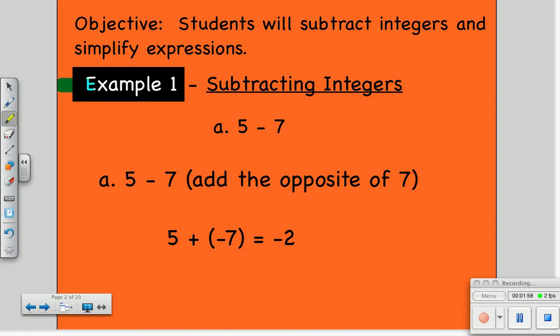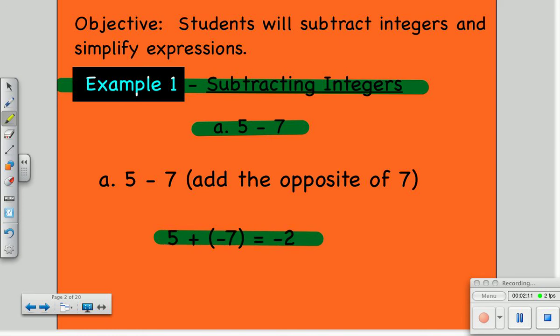Example 1. Make sure again you're writing this down, subtracting integers. Example 1a is 5 minus 7. So we're going to add the opposite of 7. So we're going to 5 plus negative 7. And then you use the same rules that you did for addition. So with addition, what do I have more of, positives or negatives? I have more negatives, so I know my answer is going to be negative. How many more negatives do I have? To figure that out, I have to use subtraction. 7 minus 5 is 2. I have 2 more negatives, so the answer is negative 2.